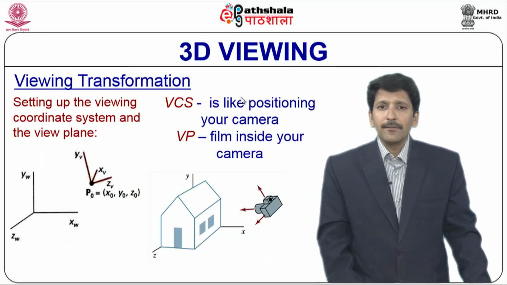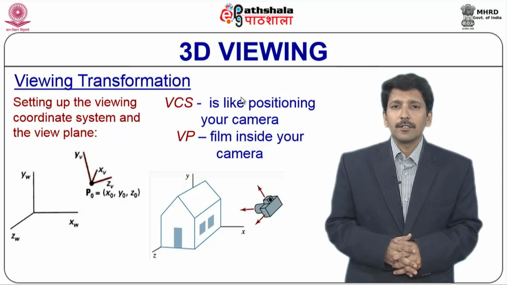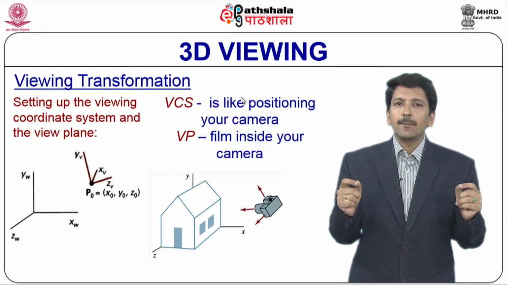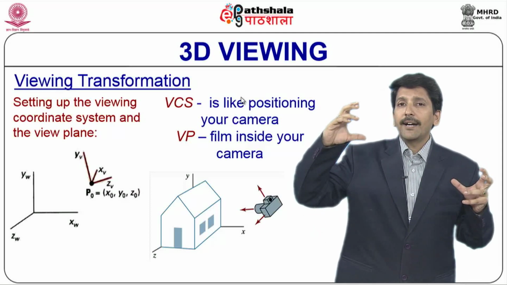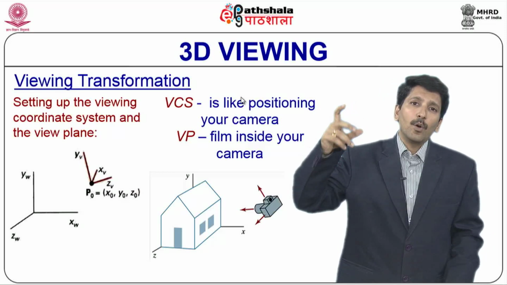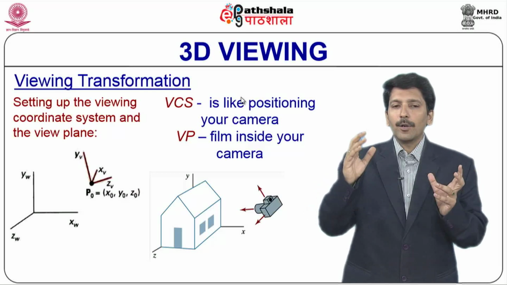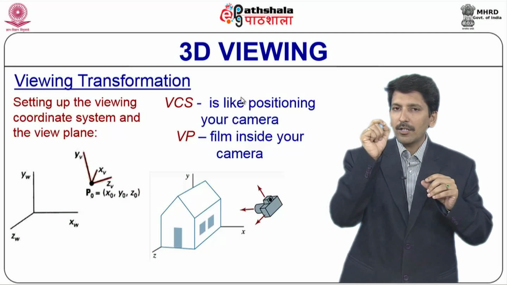Now how to set up the viewing transformation, that is the crux of this discussion in this module. A viewing transformation is nothing but fixing a position in space, identifying the direction for the view, and identifying the orientation for the view. Orientation for the view is like, imagine you are holding a camera, and how do you position it? Positioning it is the origin of the camera.